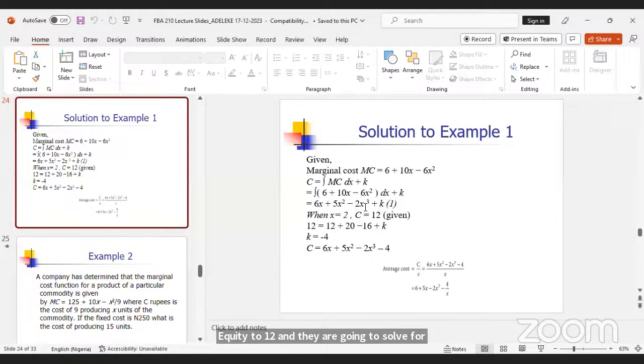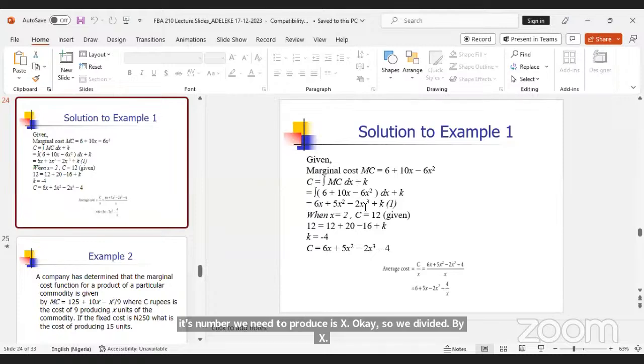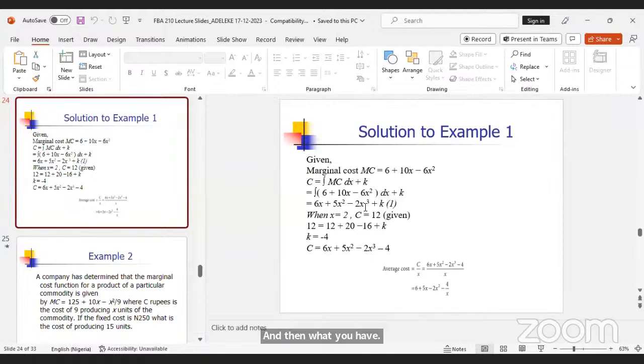So once that constant is known, we will now replace it back into our equation 1, and that gives us the total cost. But the average cost will be gotten by dividing the total cost by the total number of units produced. What's the number of units produced is x. So we divide it by x, and then what you have will be the average cost. Okay, so I feel that is very straightforward.